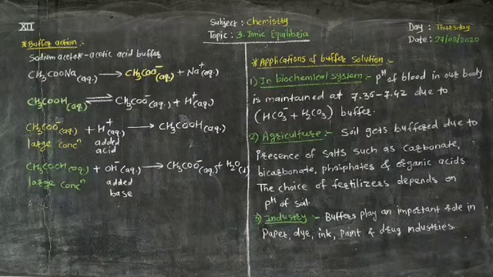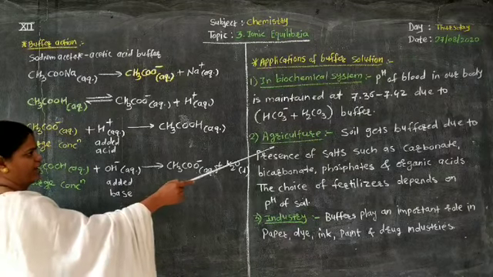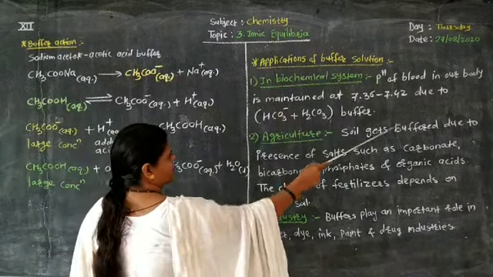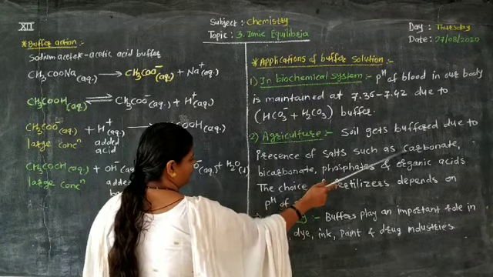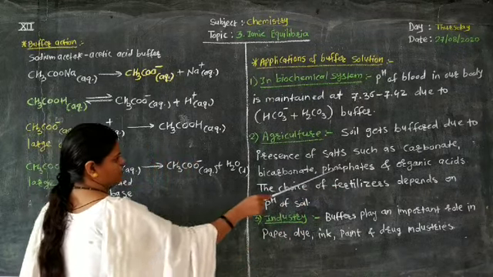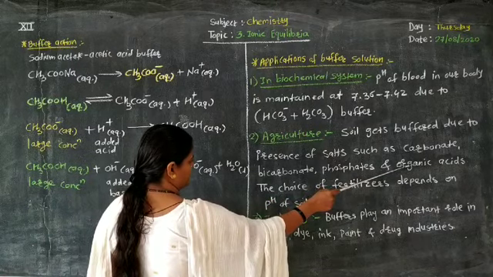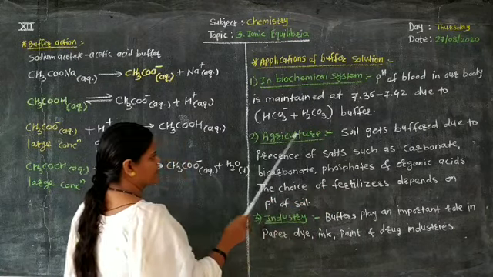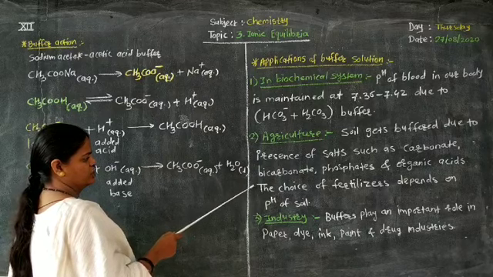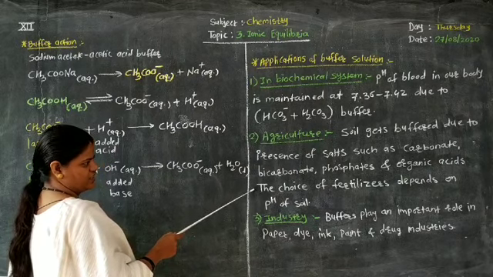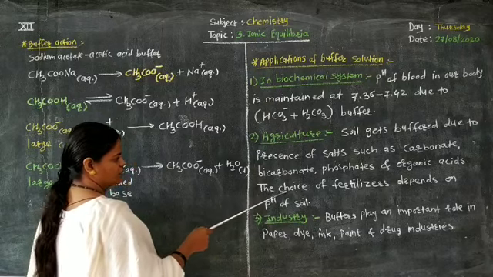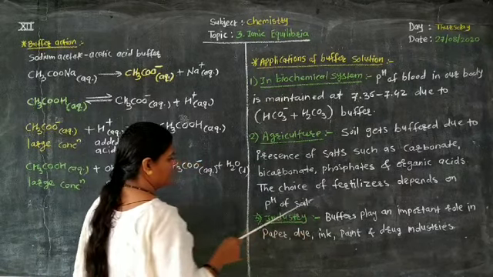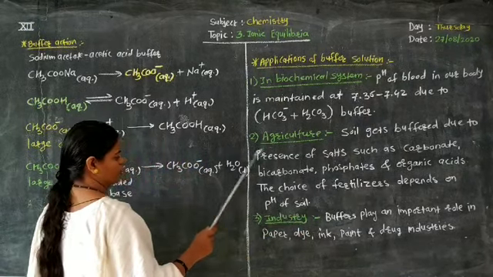Now the second application of buffer solution is in the field of agriculture. The soil gets buffered due to the presence of salts such as carbonates, bicarbonates, phosphates and organic acids. Very important statement related to the field of agriculture: the choice of fertilizers depends on pH of soil. Remember, the choice of fertilizers depends on pH of soil.